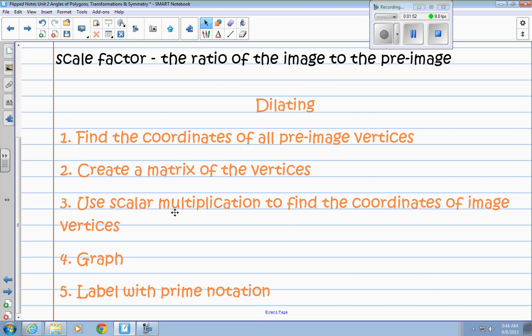All this means is that we're going to multiply every part of our coordinate by the scale factor. So if our scale factor was 2, we're going to multiply all of our coordinates by 2. That's going to give us the coordinates of our image vertices. We're going to graph them and then label with prime notation, just like we've been labeling everything with prime notation. So these are the steps for dilating centered at the origin, and those are the only types of dilations that we're going to be covering this year.